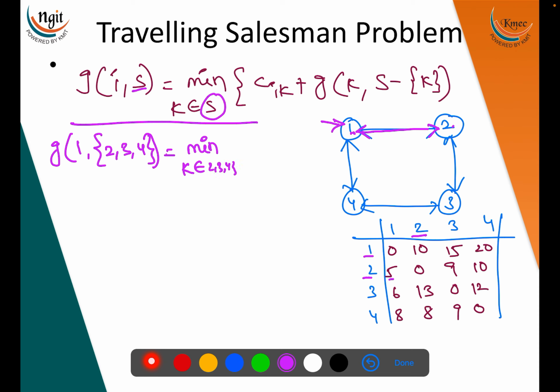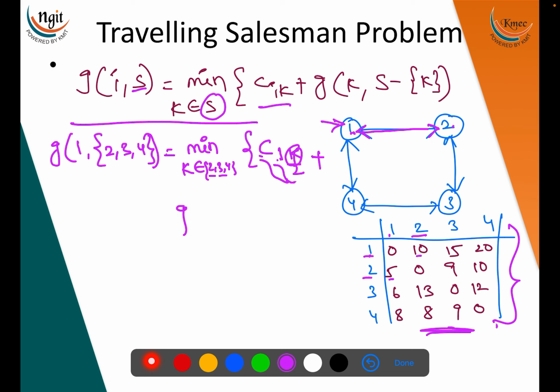The set is 2, 3, 4. Now C, I, K. I is what? 1. That is C1K. So if you are taking K as the second vertex, your K value will be 2. If you take K as 3, your K value will be 3. So if it is 1, 2, for which 1, 2 are we asking? The cost from this graph, the cost from this adjacency matrix. If it is C12, you can take the C12 value as 10.